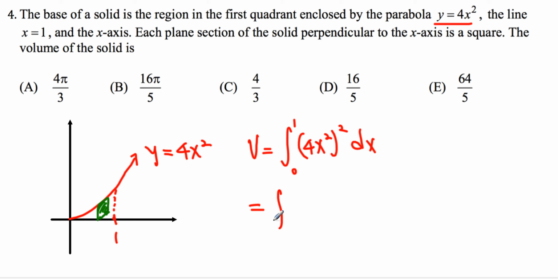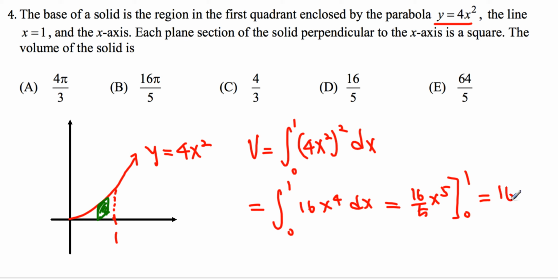Here then what do we end up getting? From 0 to 1, we have 16x to the 4th power dx. Then when you integrate this one, we get 16 over 5 x to the 5th power from 0 to 1. When you plug in 1, we get 16 over 5. When you plug in 0, we get 0. So our answer is simply 16 over 5, which is choice B, becomes our answer.